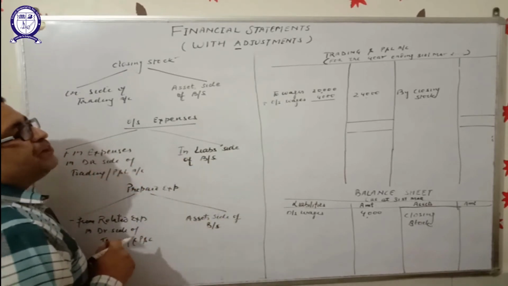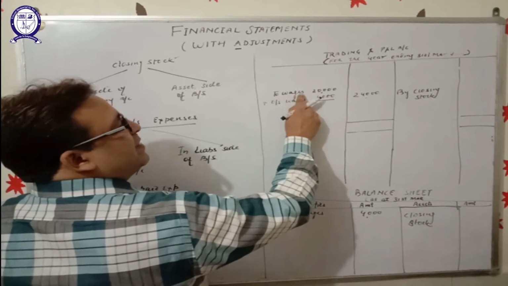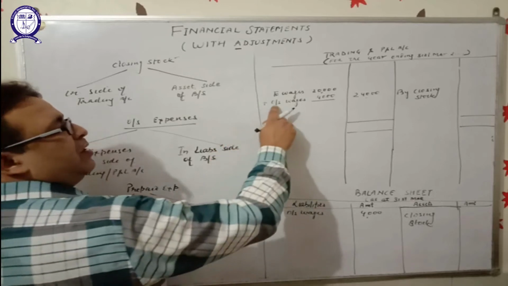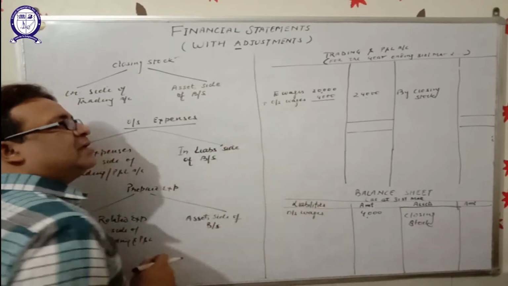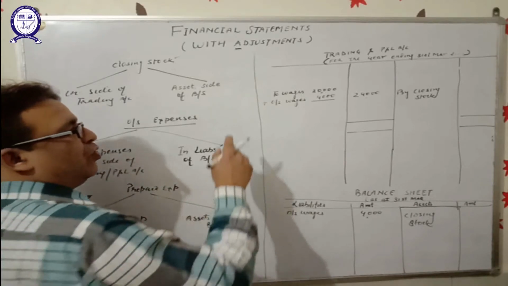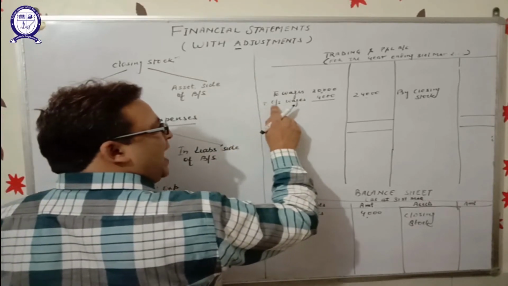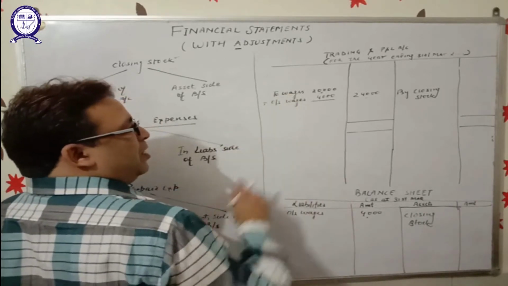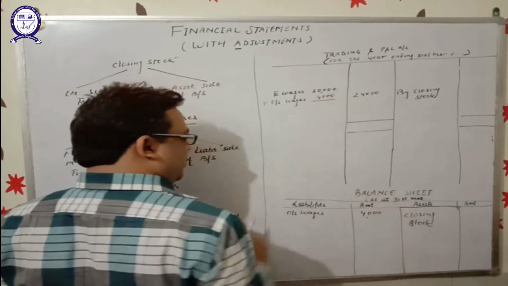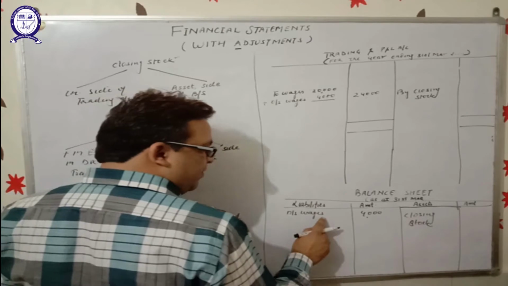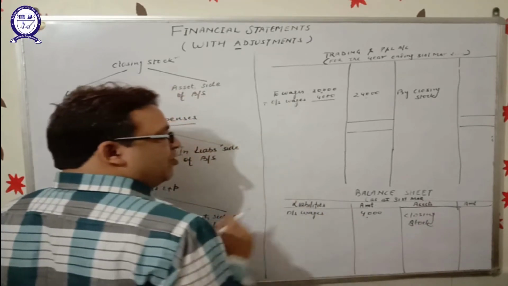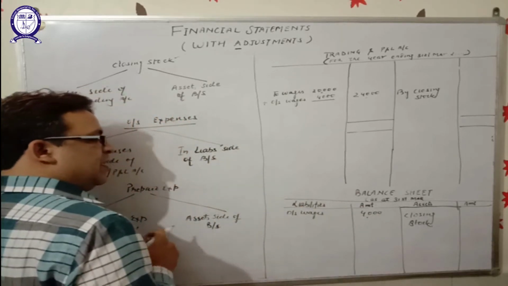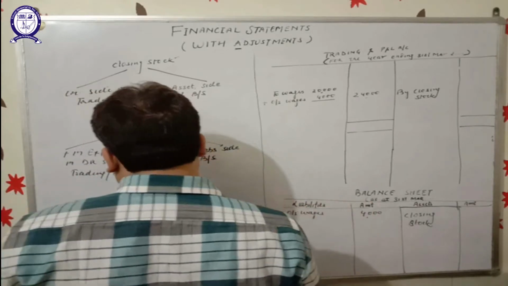Let us take an example. Suppose wages paid is given 20,000 in trial balance, and in adjustment 4,000 outstanding wages is given. So first of all we will add outstanding wages in wages account. Total wages will be now 24,000 and outstanding wages will be recorded second time in the liability side of balance sheet, because we have to pay this amount to the workers. That's why it is a liability for the business.